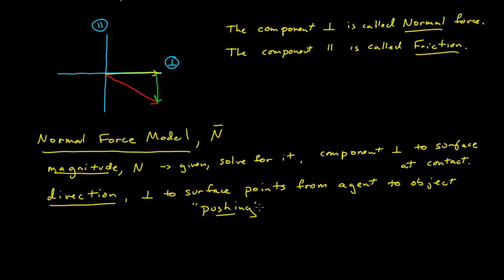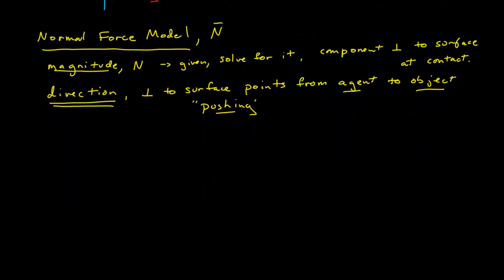So it's often important to determine exactly where the agent is in contact with the object to be able to determine which direction the agent is pushing the object. Sometimes it's clear, and sometimes it has to be worked out, but the direction is always determined in this way. All right, so that's easy enough. So let's get on to the frictional force model.